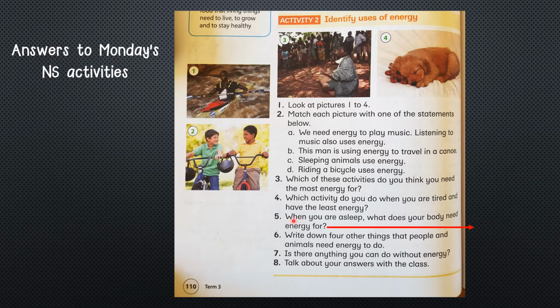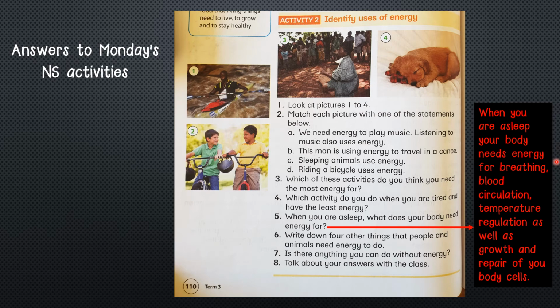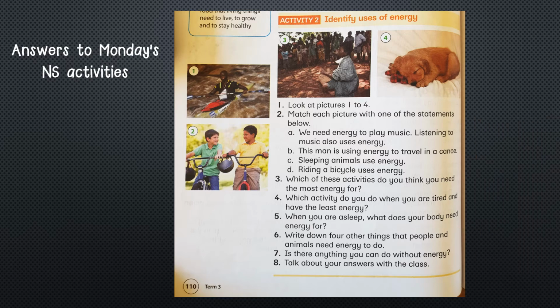Number 5, when you are asleep, what does your body need energy for? So when you are asleep, your body needs energy for breathing, blood circulation, temperature regulation, as well as growth and repair of your body cells. Question 6 says, write down 4 other things that people and animals need energy to do. So you could have had answers such as grow, keep warm, think, study, etc.